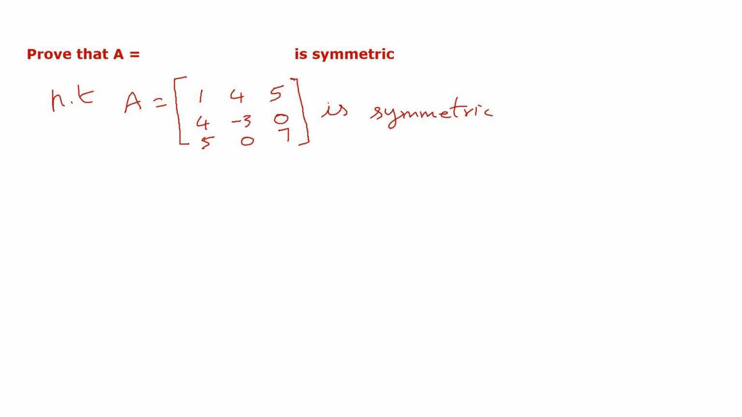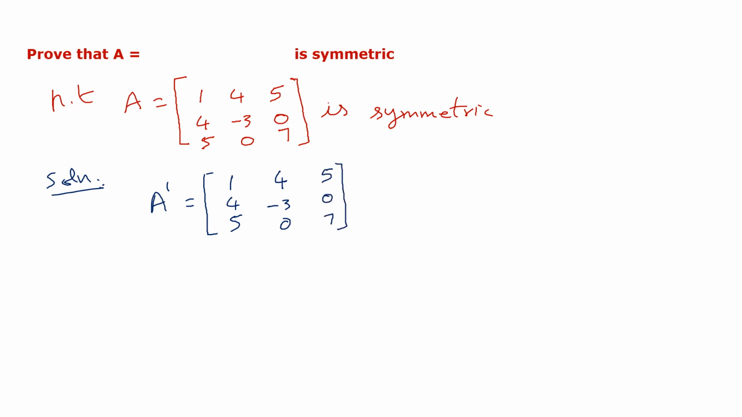What is the condition for symmetric? Symmetric condition is the given matrix and its transpose should be same. So how to solve this? The solution is you directly calculate the transpose of the given matrix. How to write the transpose? The first row becomes the first column, so 1, 4, 5. Second row becomes the second column, 4, minus 3, 0. Third row becomes the third column, that is 5, 0, 7.